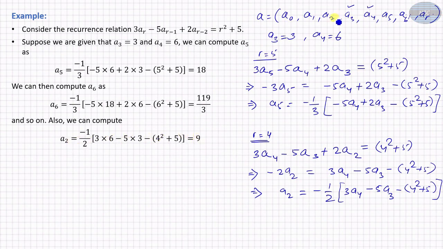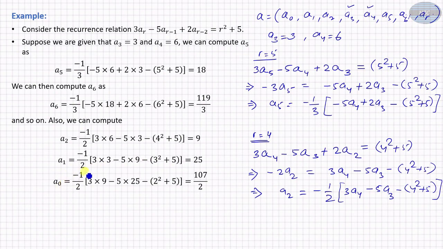Similarly, to calculate a2, we use the value of a3 and a4. When you find the value of a1, we'll use the value of a2 and a3, and so on. So when we calculate the value of a1, we'll use the value of a2 and a3, and a2 is already calculated here, so a2 is equal to 9. This value of a2, that is 9, is used here. Similarly, you can calculate a0. When you calculate the value of a0, we'll use the value of a1 and a2. So the value of a1, 25, is used here, and the value of a2, that is 9, is used here.